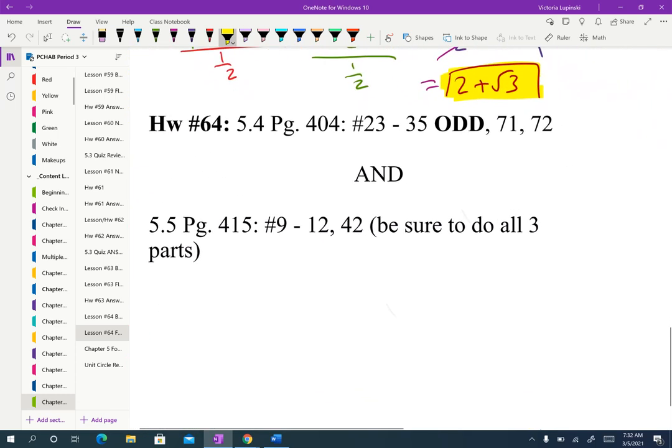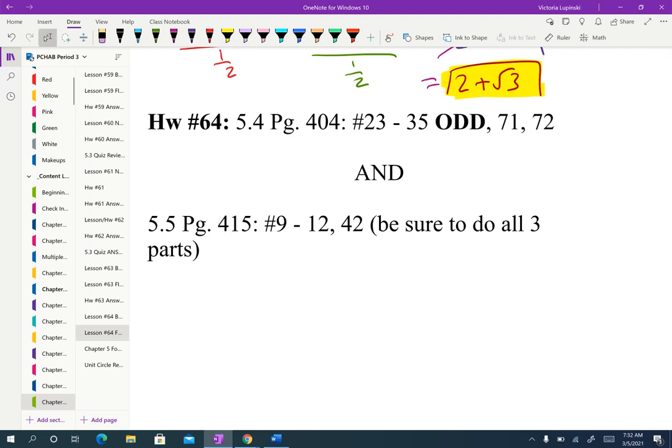So here is tonight's homework, number 64. Again, notice that it's in 2 sections. In section 5.4, 23 to 35 odd, 71 and 72. And then for section 5.5, 9 to 12, and then 42, which again, be sure to do all 3 parts. That just means the sine, the cosine, and the tangent.